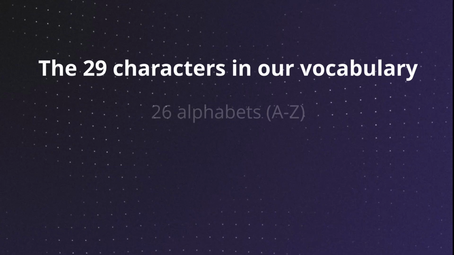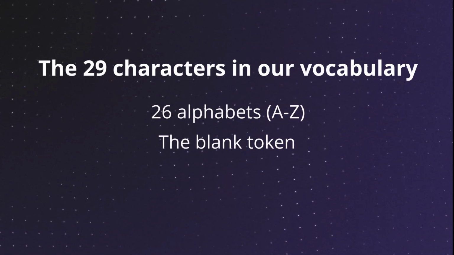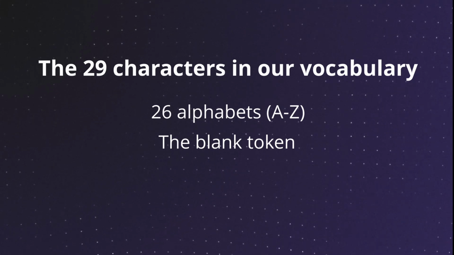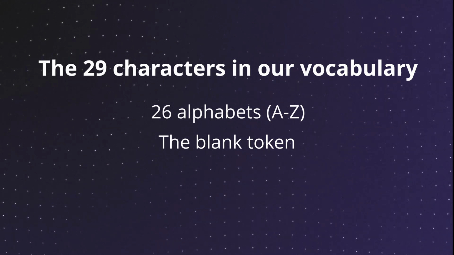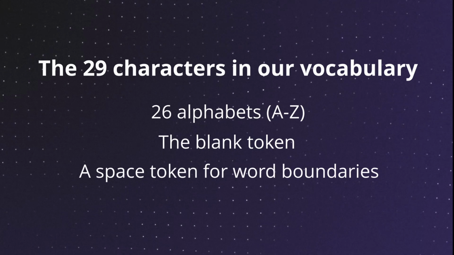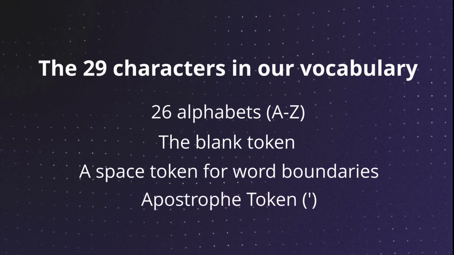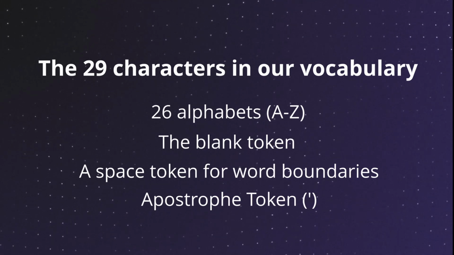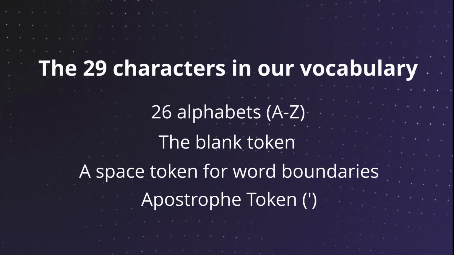So you have the 26 alphabets. You have this special blank token that you're going to use to address the fact that your target text sequence is going to be a lot shorter than your input audio sequence. And we are going to add 2 more tokens. One, a space token, which represents when there is a boundary between words, and we'll also incorporate an apostrophe token, which will be used to predict apostrophe s or apostrophe re and everything like that.